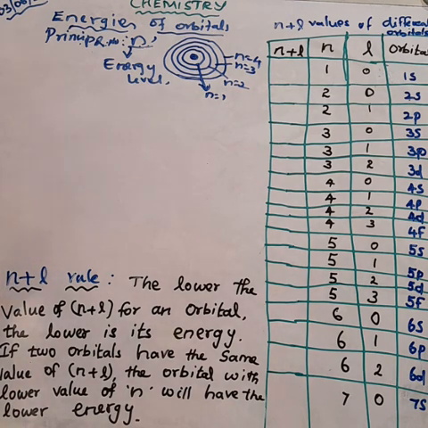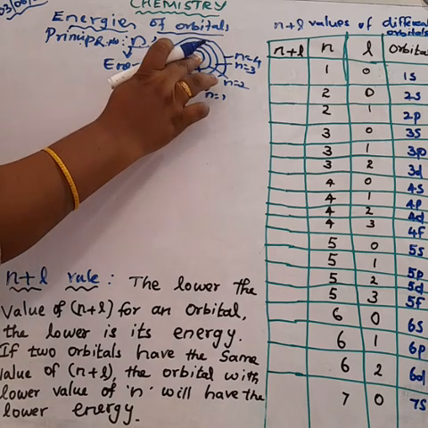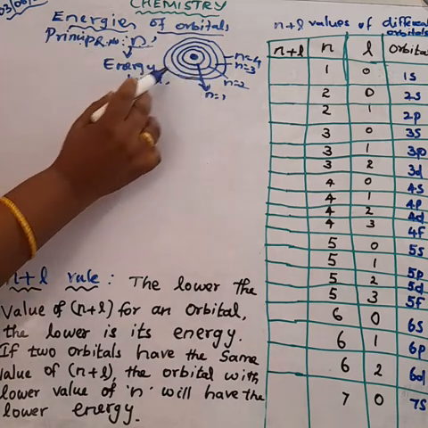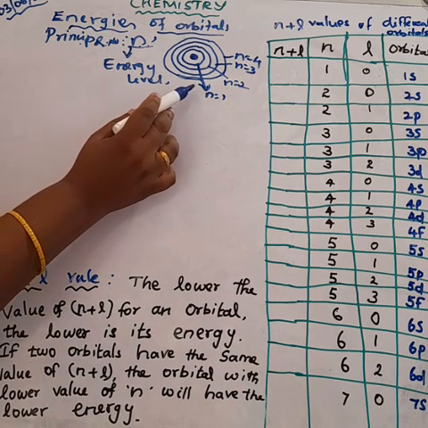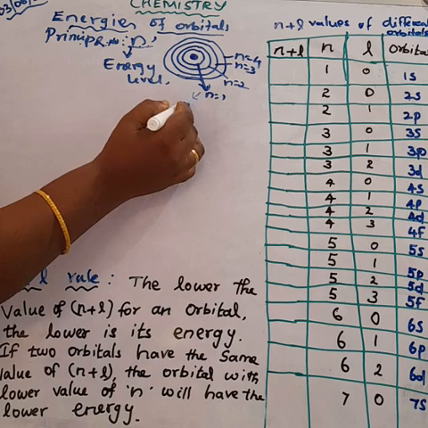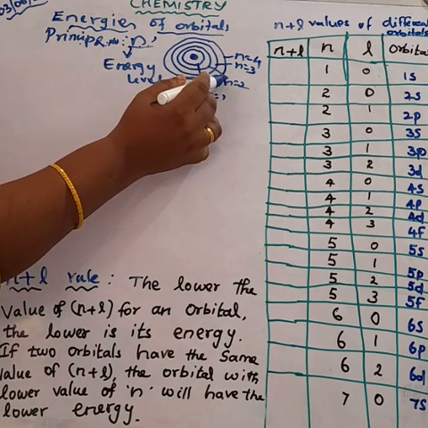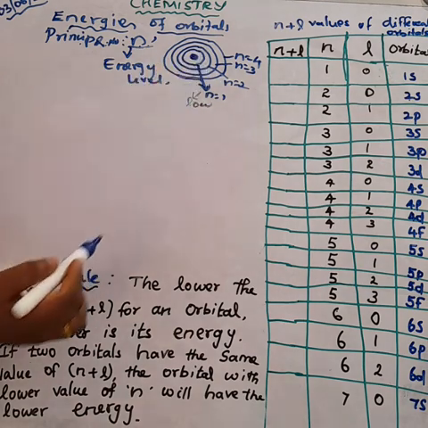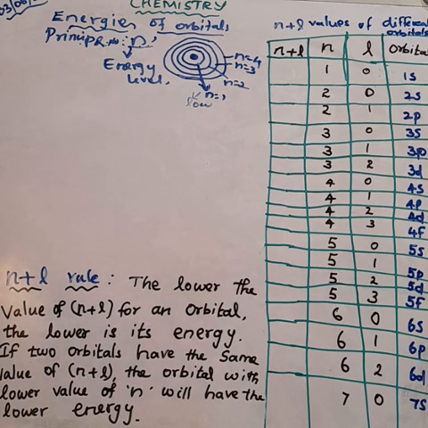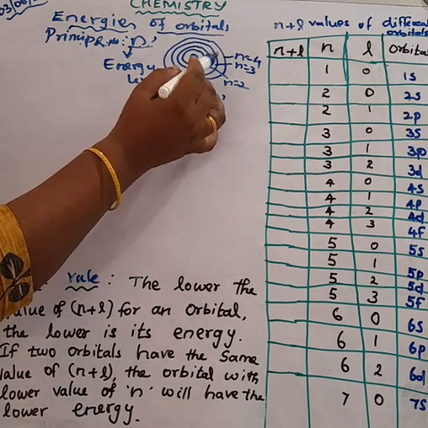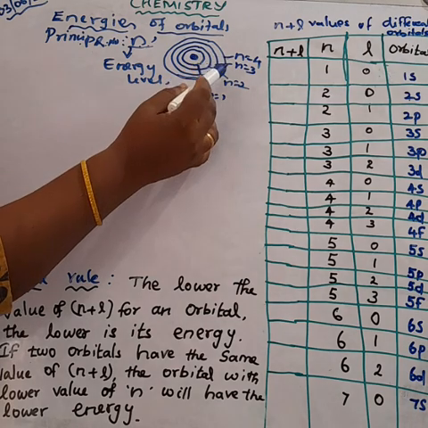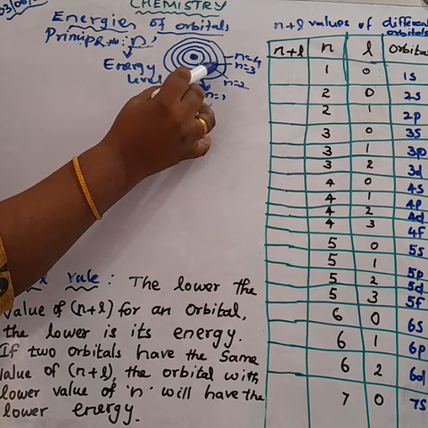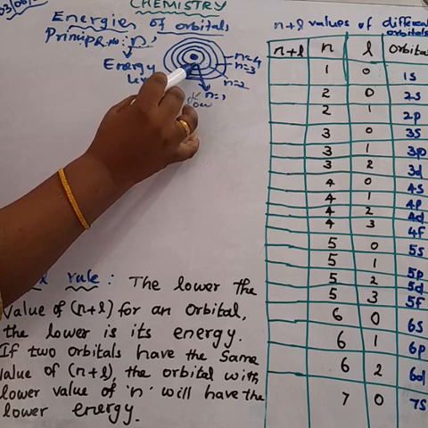Here n is equal to 1 means the very lowest energy orbital, a low energy state. When n is equal to 2, this is higher energy compared to n is equal to 1. n is equal to 3 is also higher than n is equal to 1 and 2. When n is equal to 4, the energy of the fourth orbit is also higher than the third, second or first orbit.